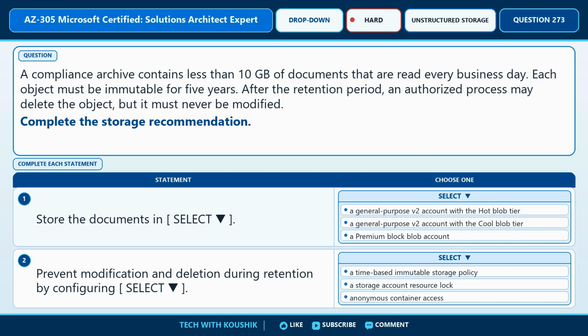Select from a general purpose v2 account with the hot blob tier, a general purpose v2 account with the cool blob tier, or a premium block blob account. The second statement reads, prevent modification and deletion during retention by configuring the blank. Select from a time-based immutable storage policy, a storage account resource lock, or anonymous container access.